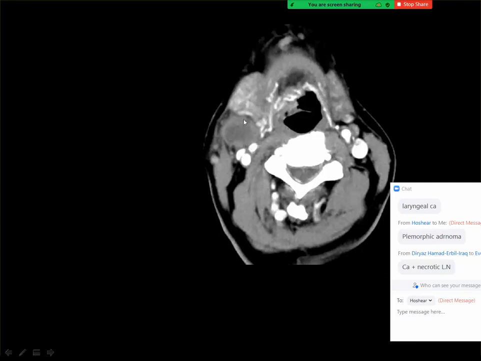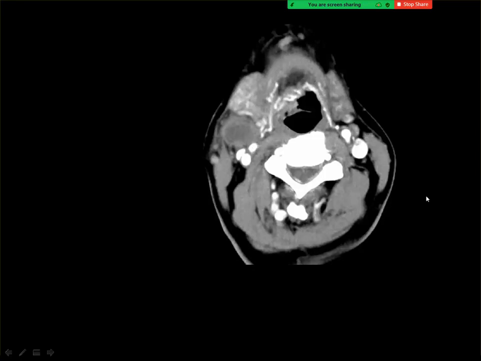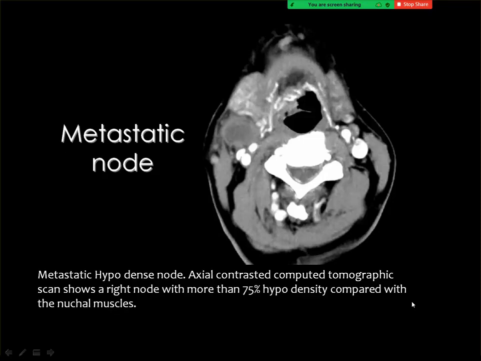You know that this site is the site of the submandibular nodes, and this is one that is enlarged with a necrotic center. Necrotic lymph nodes are either inflammatory or neoplastic, and the inflammatory nodes, whenever they are necrotic, simulate an abscess with a regular enhancing wall. But whenever the wall is irregular and you get some infiltration of the surrounding fat, you think of a malignant node, and this is a metastatic lymph node.